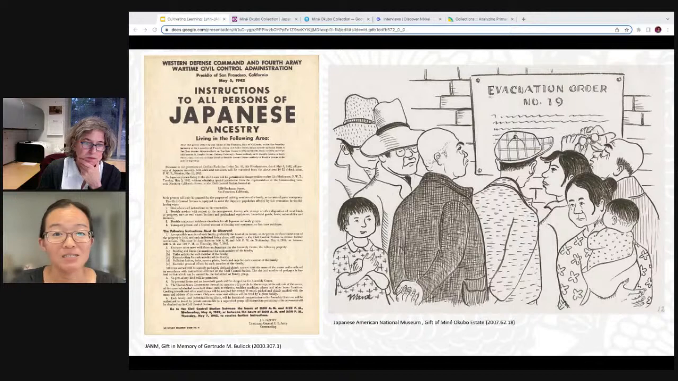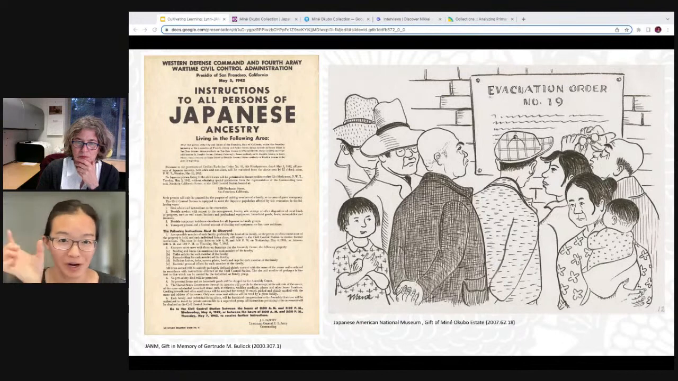These start to show up in neighborhoods along the West Coast. And then by around August of 1942, 108 of these had been issued. And by around October of '42, all Japanese and Japanese Americans had been removed from the military area on the West Coast.